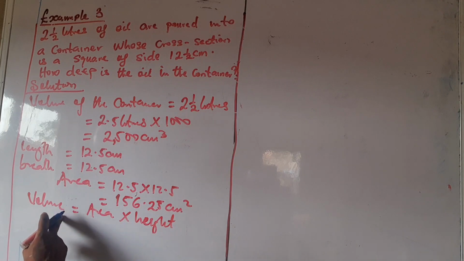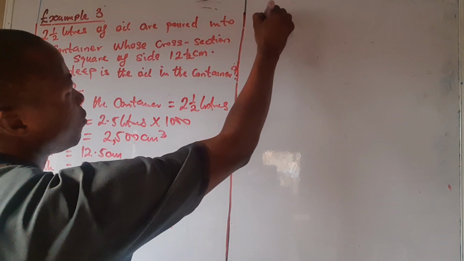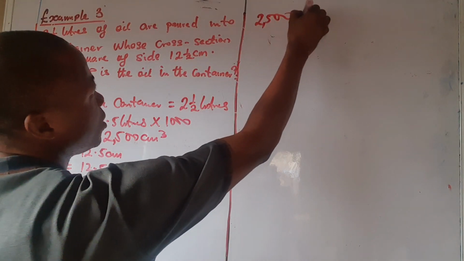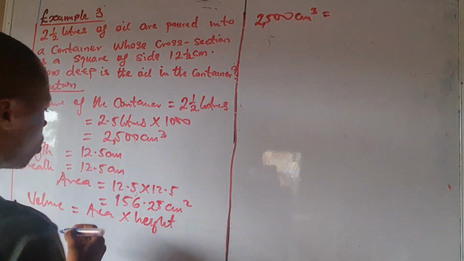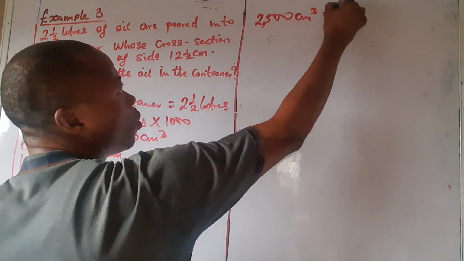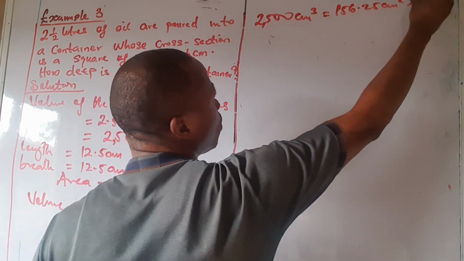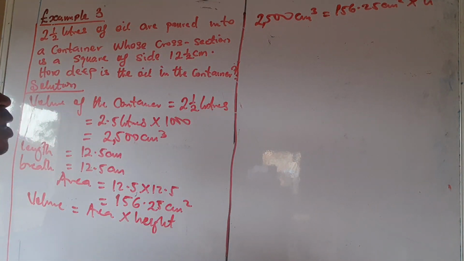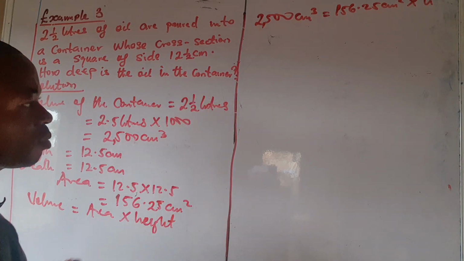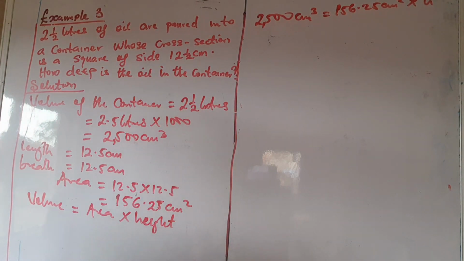So we have our volume, which is 2,500 centimeter cube, equal to the area, which is 156.25 centimeter square, times the height. So taking this, we can make the height the subject.